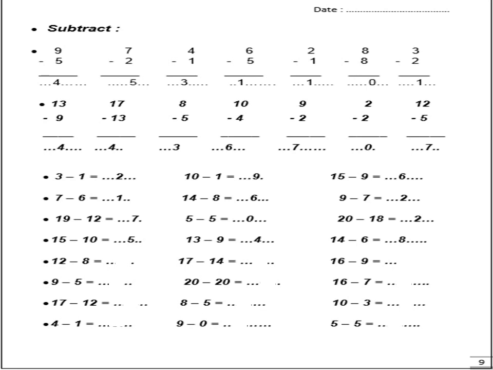12 minus 8, we count from 8 until we reach 12. After 8: 9, 10, 11, 12. So the answer will be 4. 17 minus 14, we count from 14 until we reach 17. After 14: 15, 16, 17. So the answer will be 3. 16 minus 9, we count from 9 until we reach 16. After 9: 10, 11, 12, 13, 14, 15, 16.